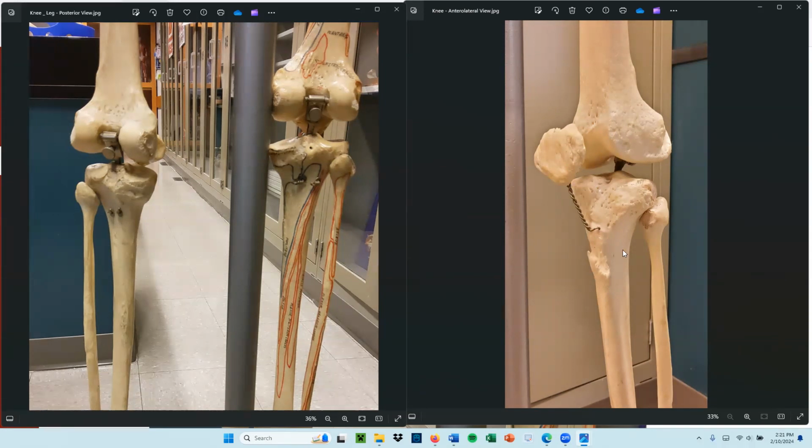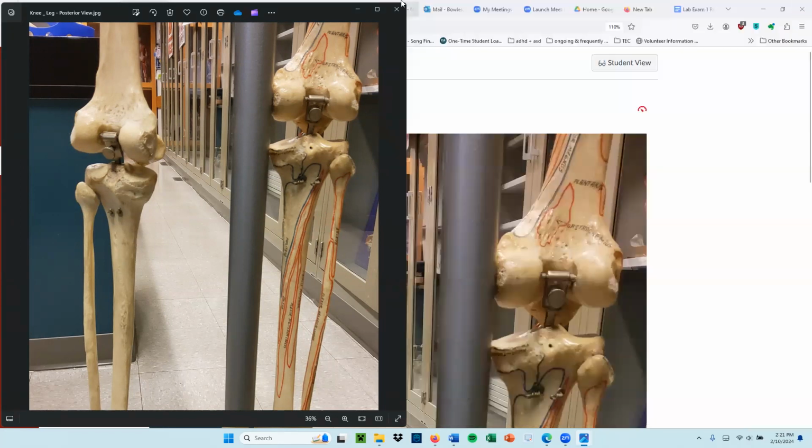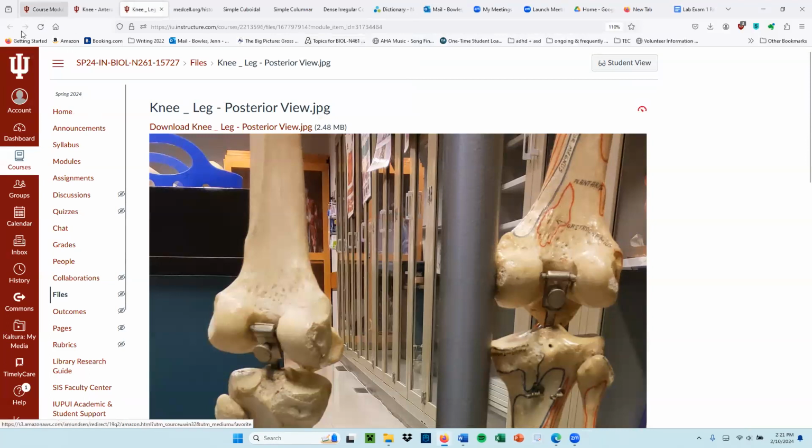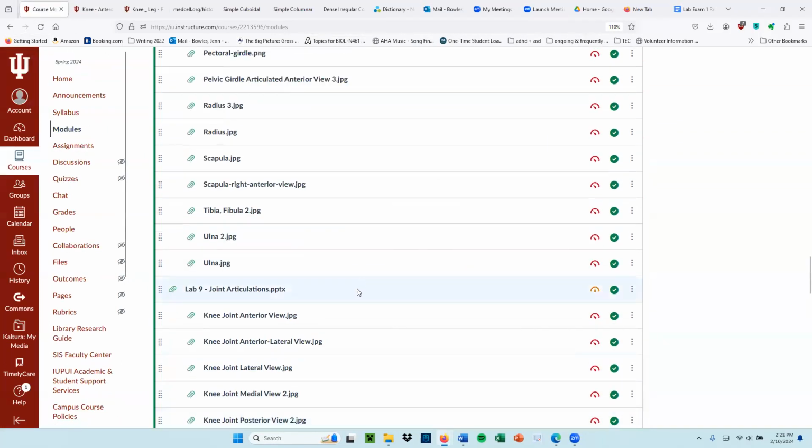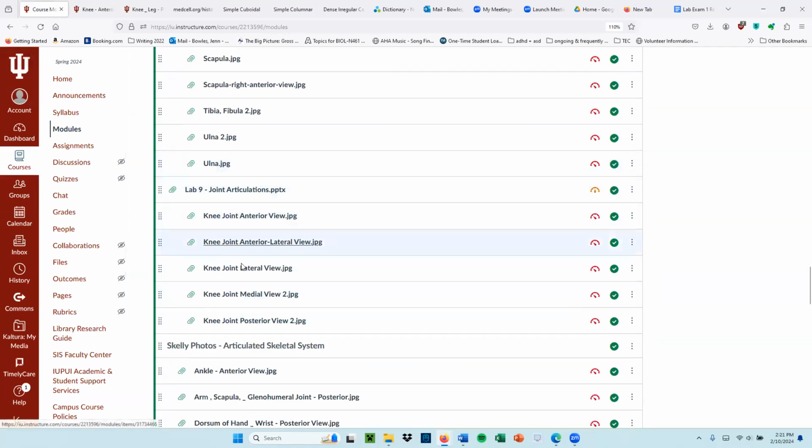Again, do that before you try to figure out your landmarks, because otherwise you may be wasting your time if you don't know you're in the right view. This is also relevant for those knee questions. So last lab, we talked about the knee joint. We have some separate images for that guy. So under lab 9, I would also use all of these views here.